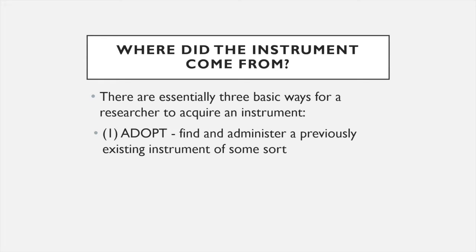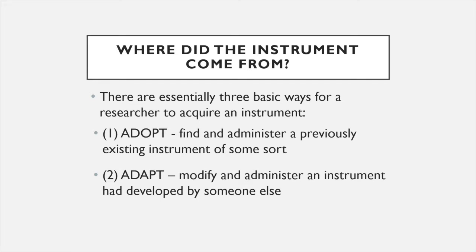First is to adapt or find and administer a previously existing instrument, sometimes a standardized test or questionnaire, wherein no modification was made. Next is to adapt or modify, then administer an instrument that was developed by someone else. Please take note that if you're going to use or modify an existing instrument made by other researchers, you must ask for his or her permission first before using it. Lastly, is to develop your own research instrument.